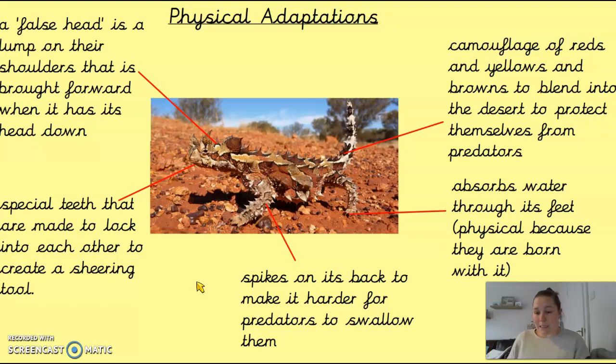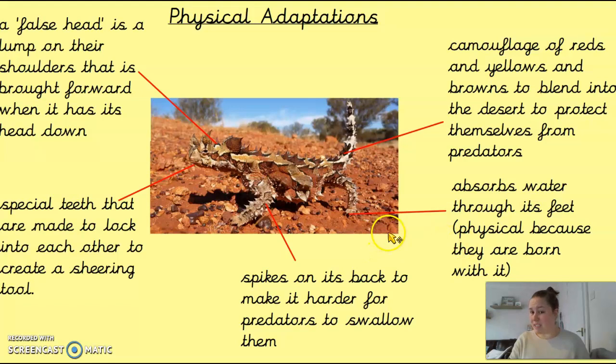It's got spikes on its back to protect it from predators. It makes it harder for it to be eaten because it's all spiky. It's not going to be a very nice thing to eat. So it puts off predators, the animals that are coming to eat it. It's camouflage, as we said before, and you can see this picture shows really clearly that the colours of its skin are really cleverly blended into the desert environment.